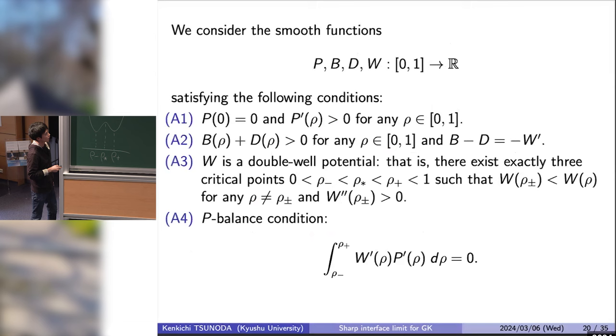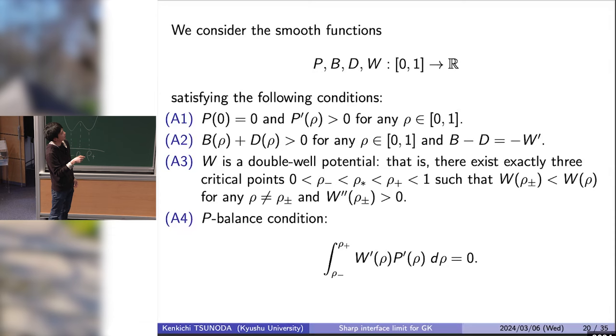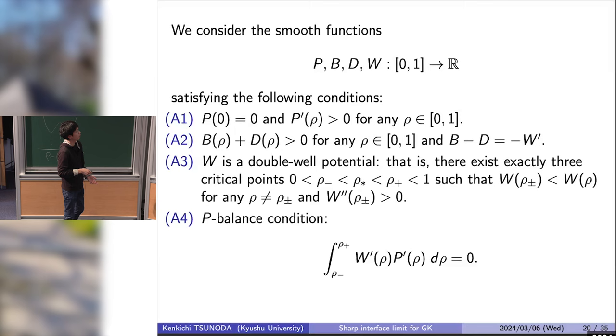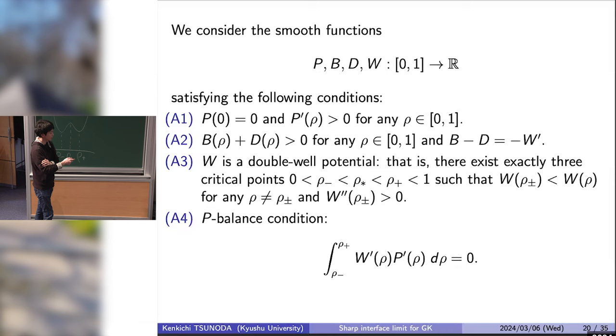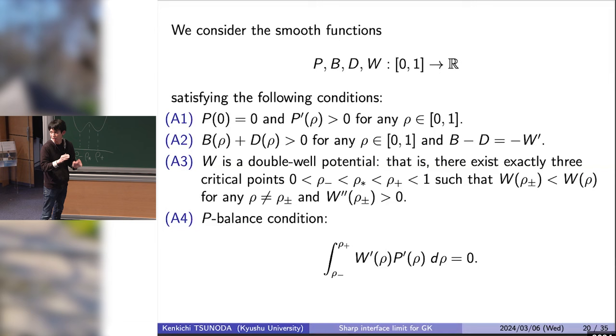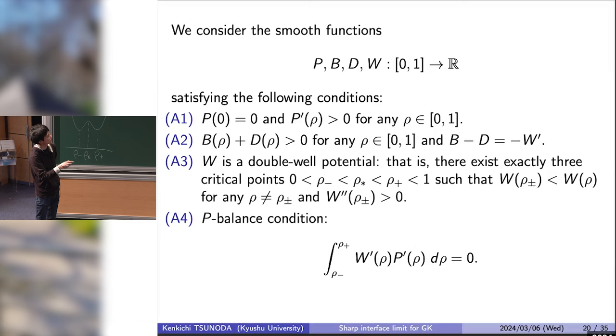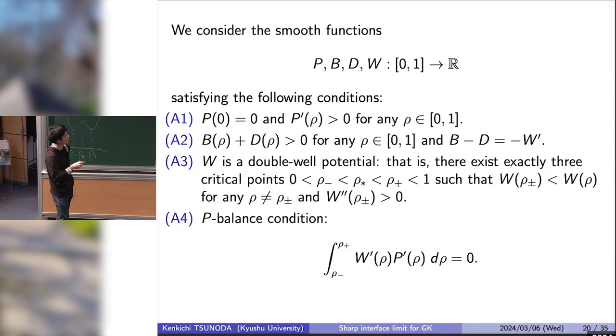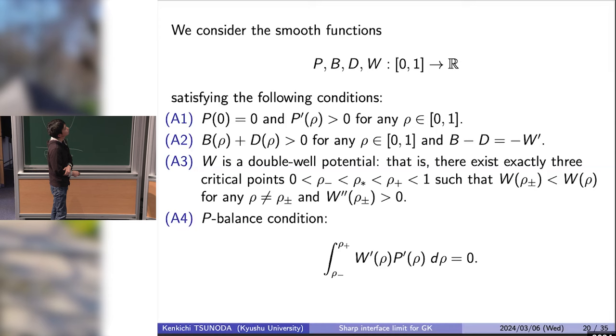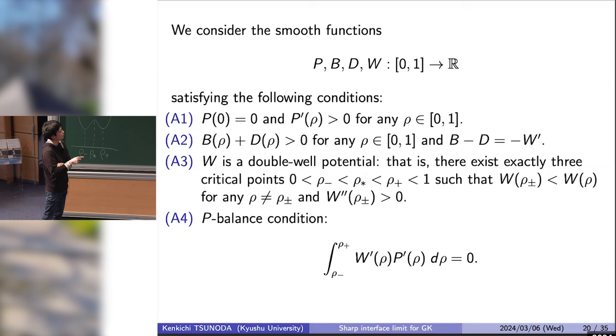Of course, we assume these conditions on these functions, P, B, D, W. Actually, these functions are determined from a microscopic particle system. However, we don't need to start from the particle description. We just start from this condition. And these conditions are satisfied in certain cases if we start from a microscopic system. So P(0) is equal to 0, and P prime does not vanish, so it corresponds to the non-degeneracy of each particle. And we also assume some technical conditions. The important thing is that the potential is a double-well potential, as I said, and its bottoms are given by rho minus and rho plus.